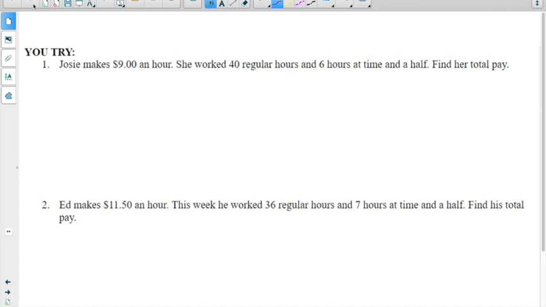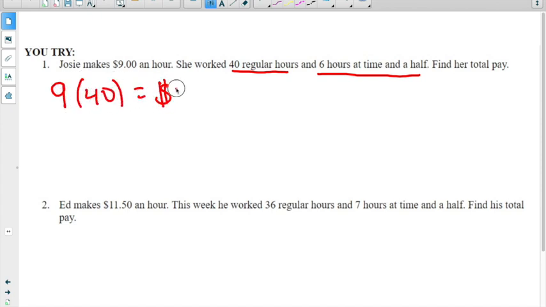Okay, hopefully you have paused the video, you have worked these problems out on your own. Number 1 says Josie makes $9 an hour. She worked 40 regular hours and 6 hours at time and a half. Find her total pay. Step 1, we're going to find her straight time pay. So $9 an hour for 40 hours. Her straight time pay is $360.